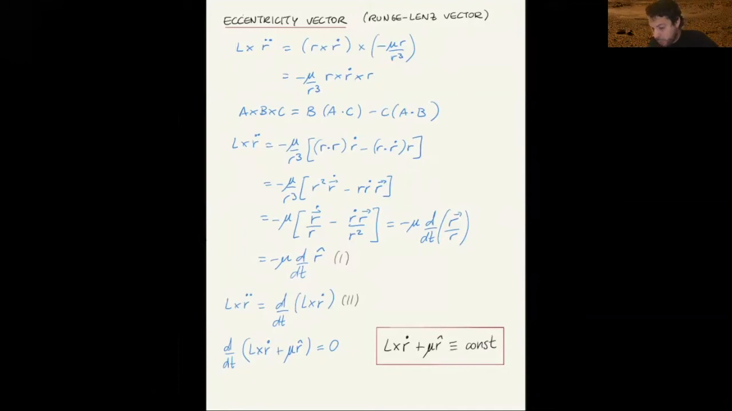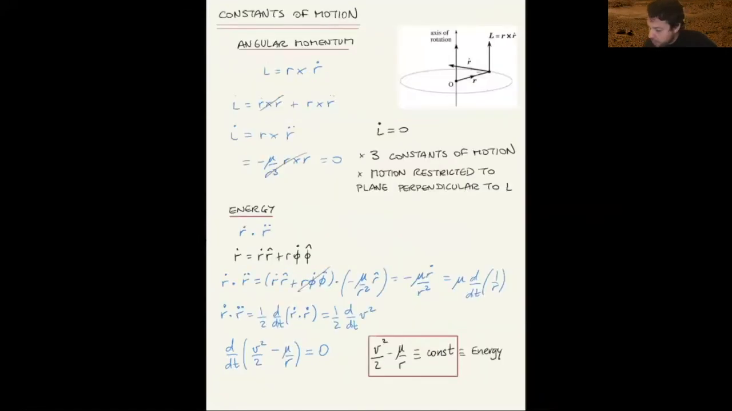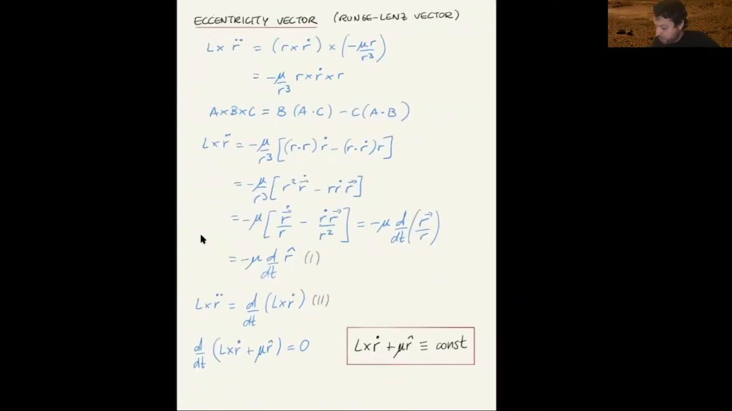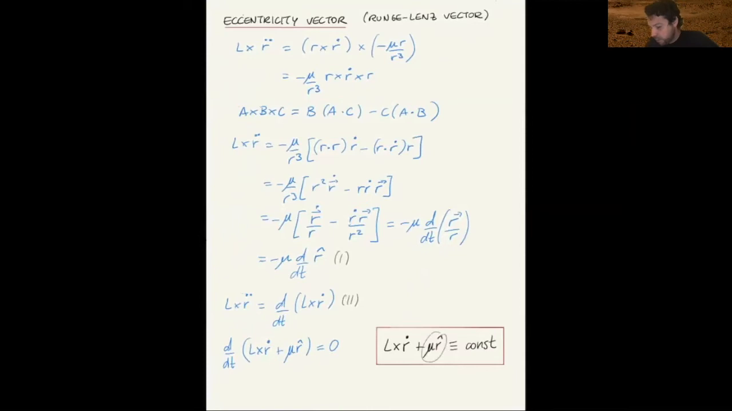It lies on the plane of motion. You can see that because if you see the first term, L cross r dot, L is perpendicular to the plane of motion. R dot is tangential to the plane of motion. So if you take the cross product, you have something that lies on the plane of motion. As for the second term, it's dependent on the radial unit vector, so obviously it's also on the plane of motion. So the whole vector is in the plane of motion. So we can say so far only that this is some vector that lies in the plane of motion.